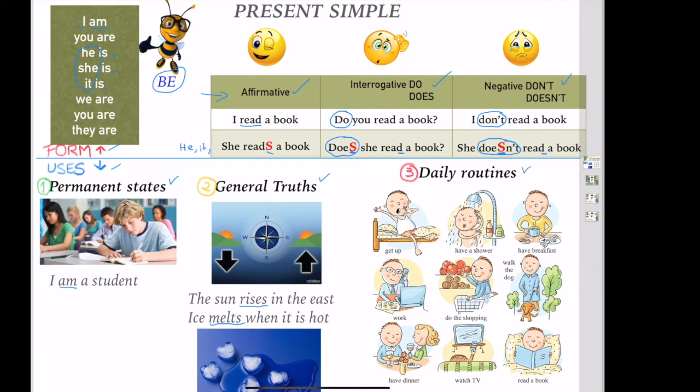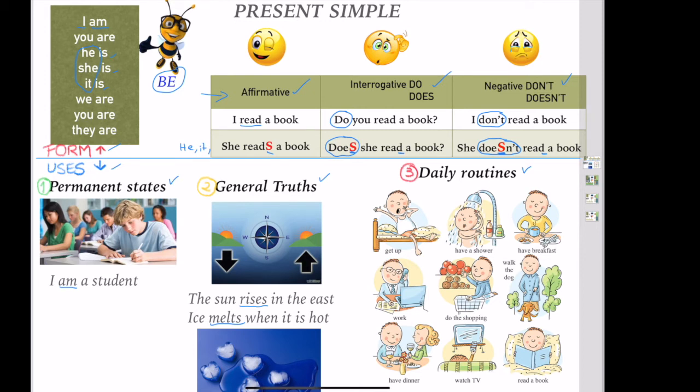And in the third use, you are going to have daily routines. As we have seen in the unit, daily routines are actions that are repeated every day. So you have, I get up, I have a shower, I have breakfast, I work, I do the shopping, I walk the dog, I have dinner, I watch TV, or I read a book.